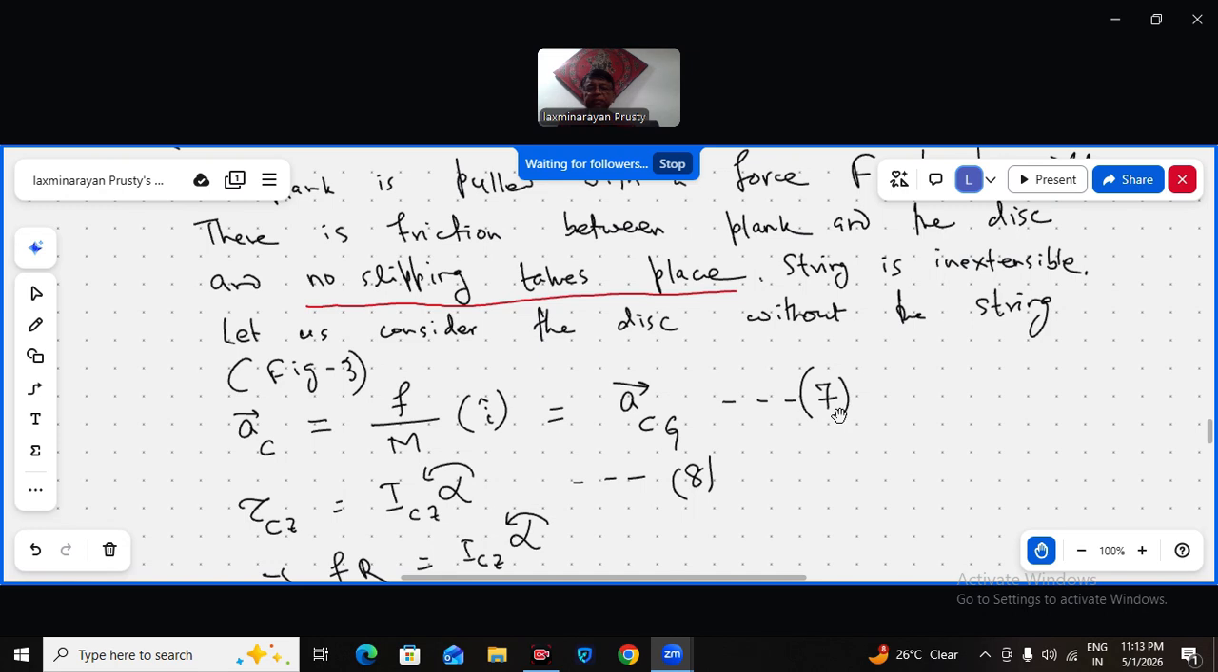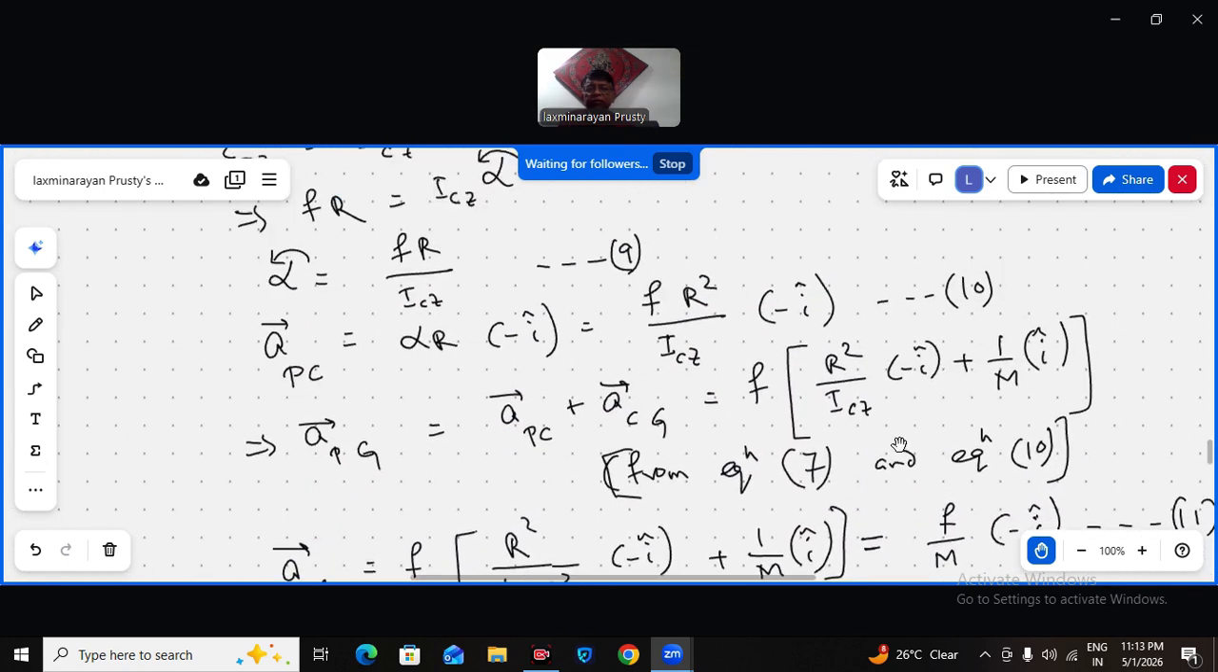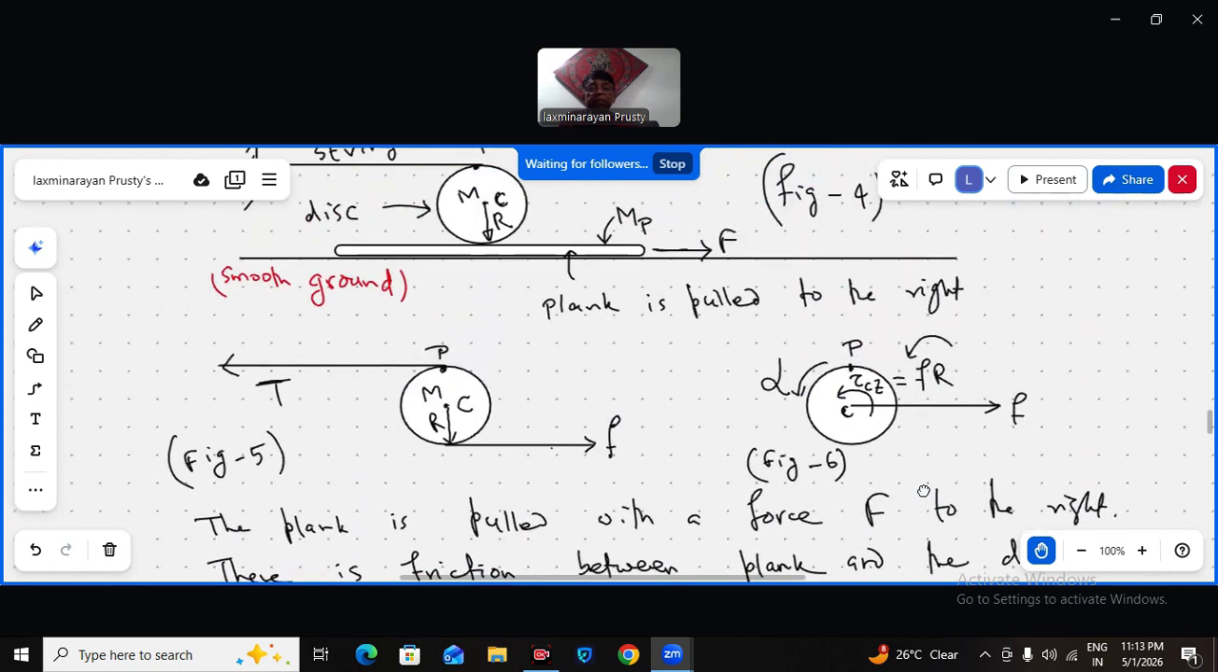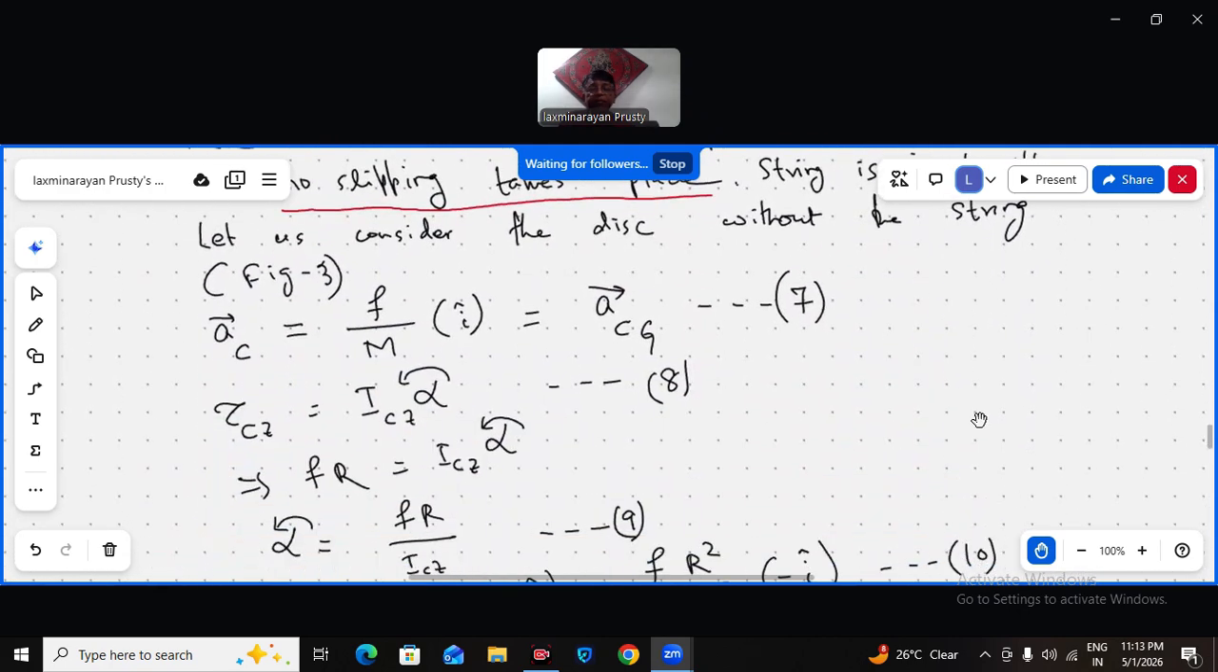Acceleration of C is F by M I cap, already in equation 7 I have written that. That's what I wrote here. A P with respect to ground, then how much? A PC plus A CG. A PC again I am saying is minus alpha r I cap.